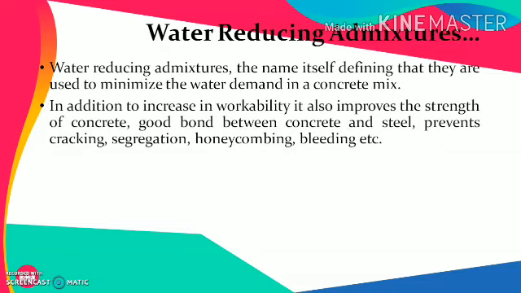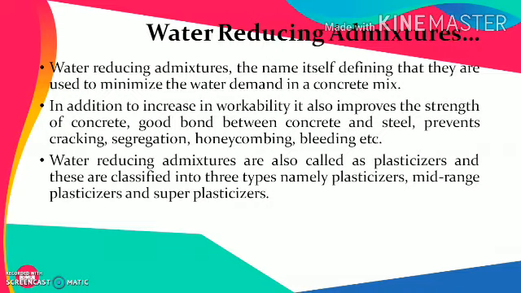It also gives good bond between concrete and steel, which is a prerequisite in RCC structures. It even prevents things like cracking, segregation, honeycombing, bleeding, etc. Water reducing admixtures are also called plasticizers, and they are classified into different types like normal plasticizers, mid-range plasticizers and superplasticizers.